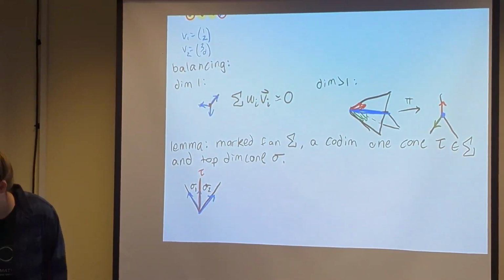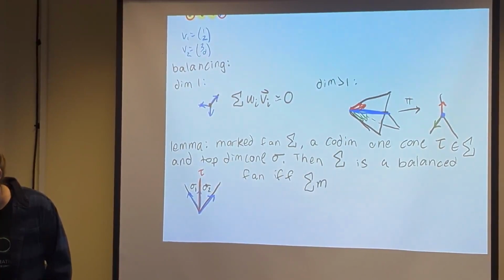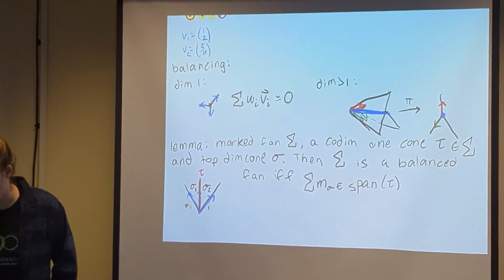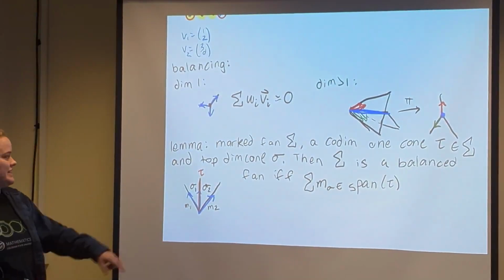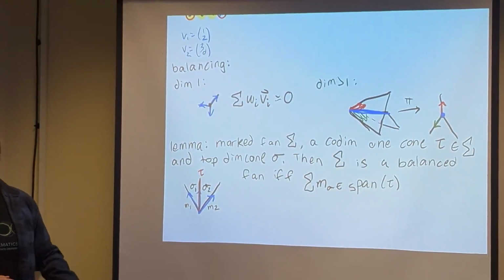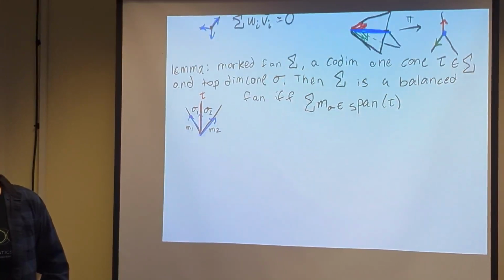Then sigma is a balanced fan if the sum of these markings is in the span of tau. So if we sum marking 1 and marking 2 together, we want it to be in the span of tau, and that means that this fan is balanced. Okay.